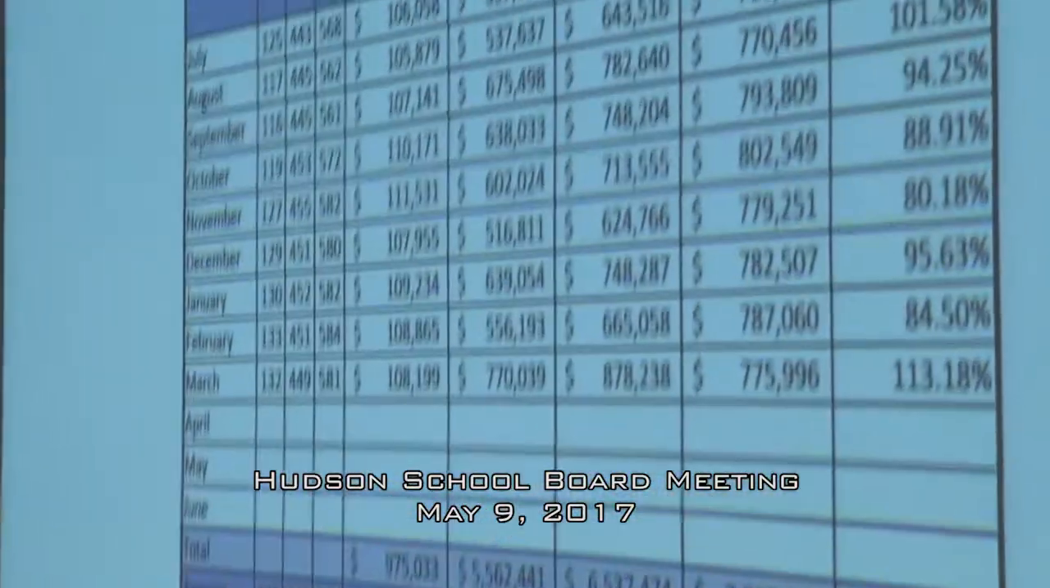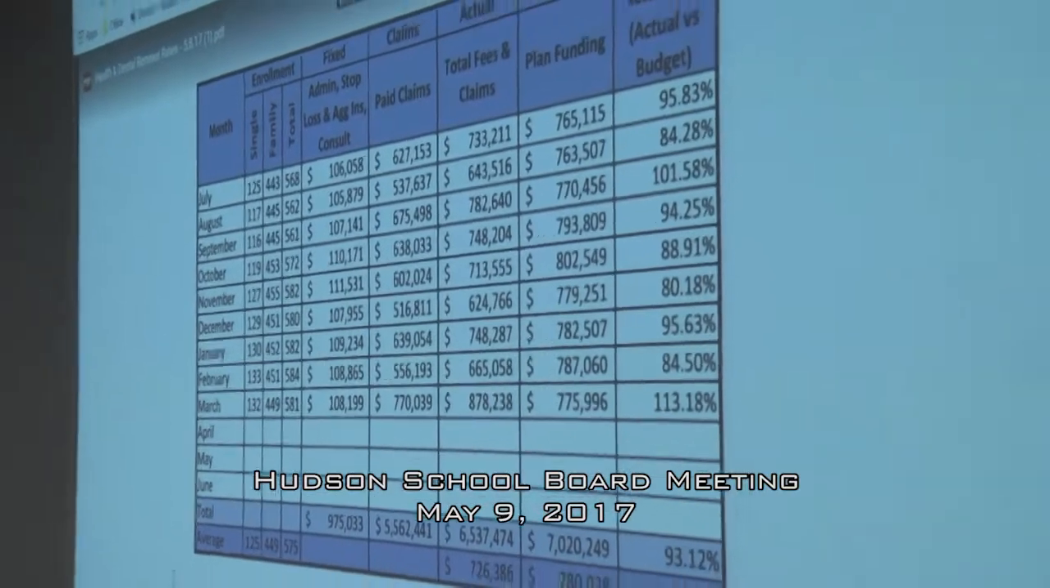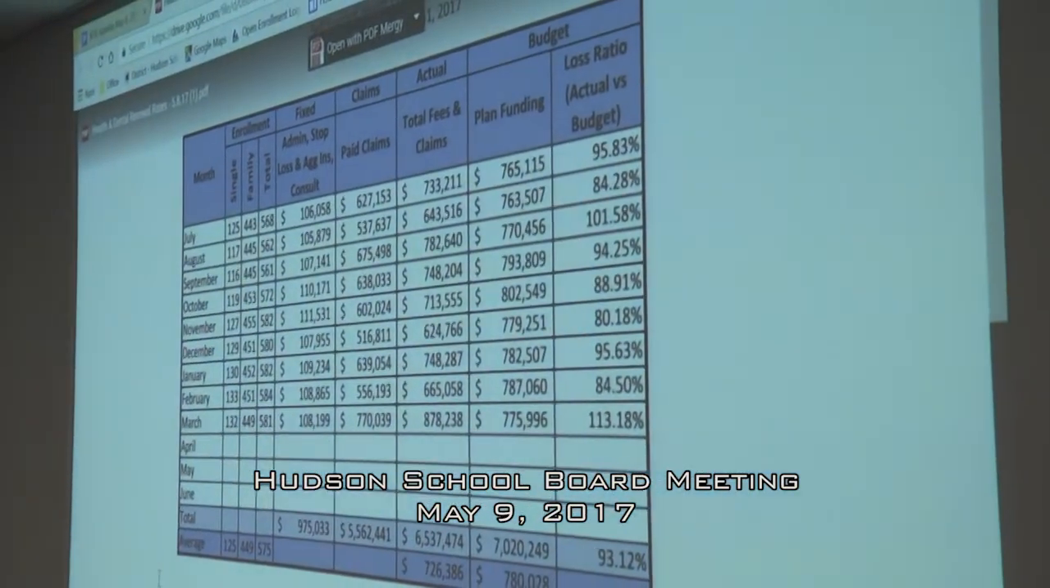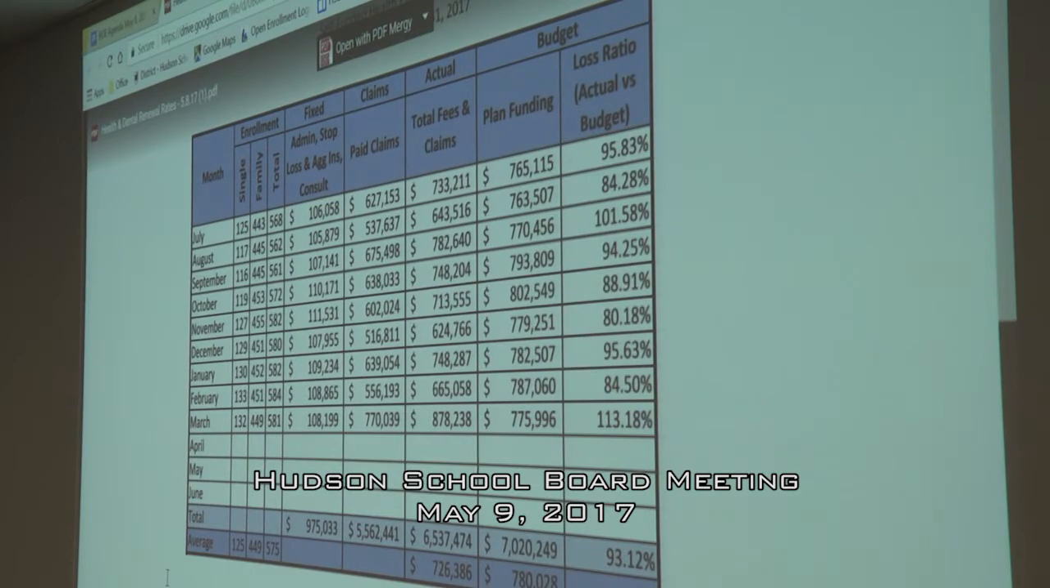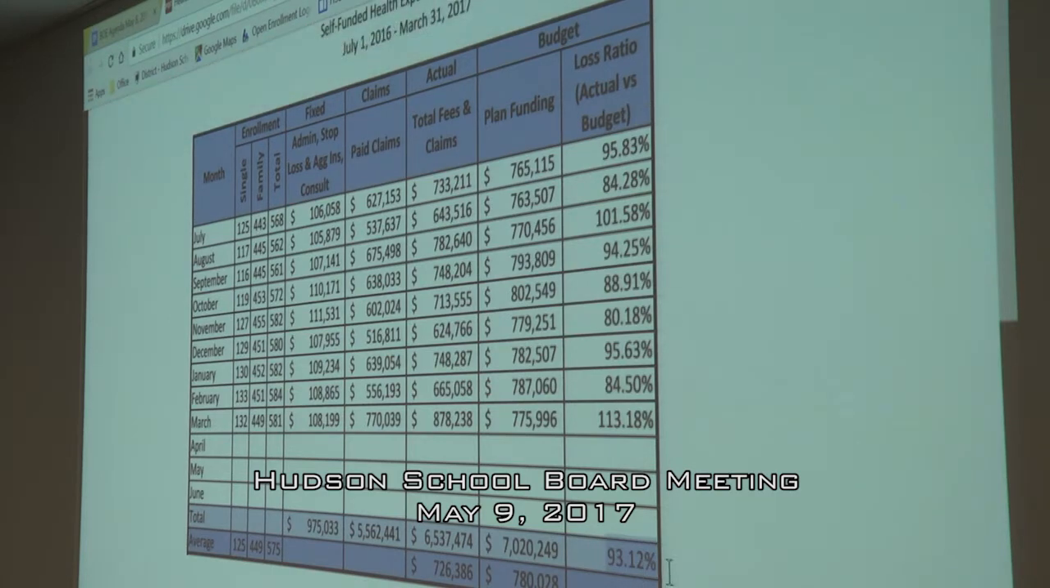All right, so again, hopefully this is a quick one. This is good news. As we looked at our claims going through the year through March 31st, we're tracking at what they call a loss ratio. If you look all the way to the right, that's tracking about 93%. So that's very, very favorable. If you're hitting 100%, you're exactly even. That would be perfect. If you're over 100%, that means you probably have a problem.